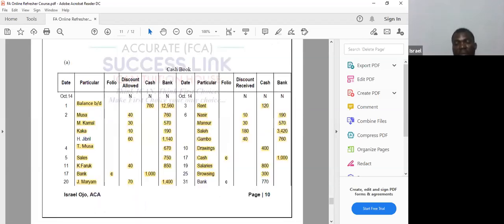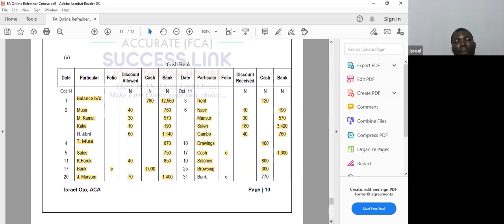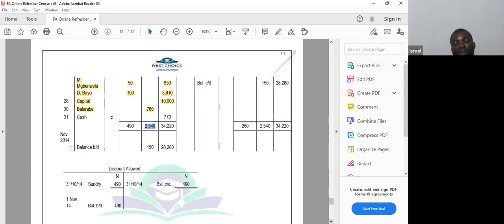$2,540. Now, if we add up what is on the cash side together, it would be 120 plus 400 plus 800 plus 300. That'll give us 1,620. That'll give us 1,620. So, 1,620 minus 2,540.